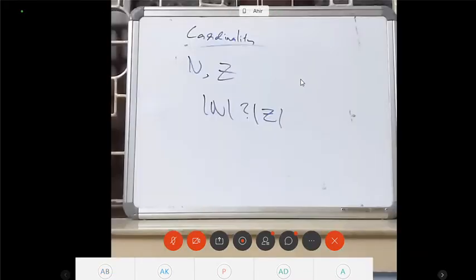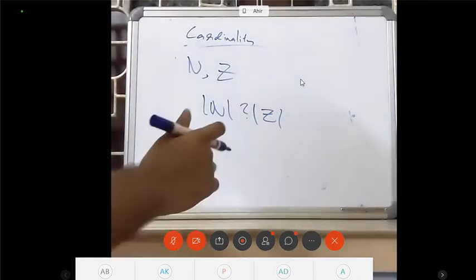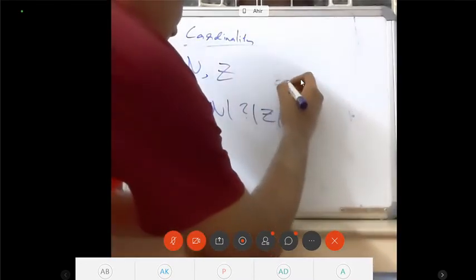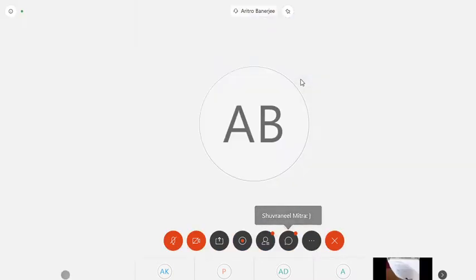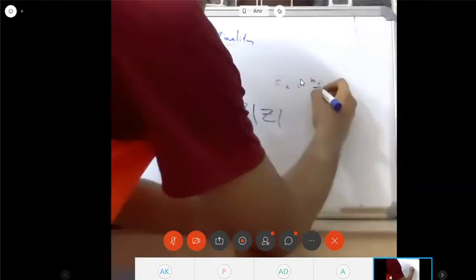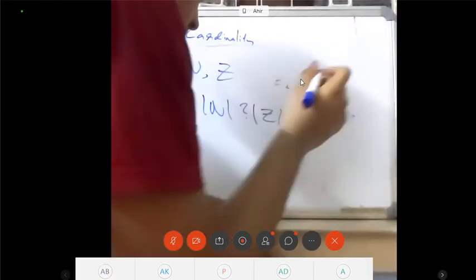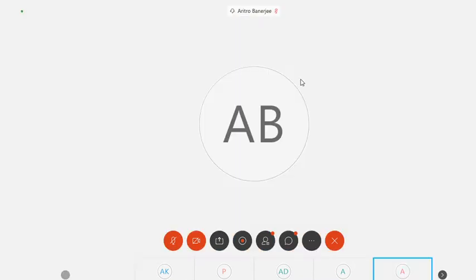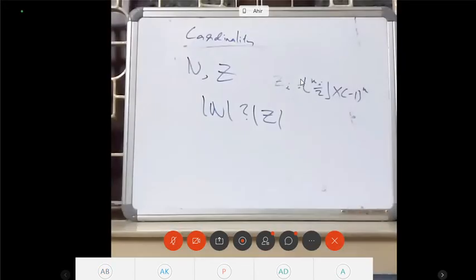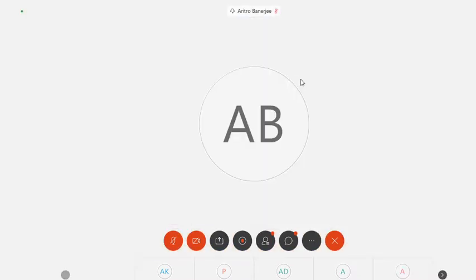Okay. Sounds a bit complicated. Could you repeat it? So z_i equals the greatest integer of n_i by 2, into minus 1 to the power n_i. Sorry, n_i. Yes, n_i.